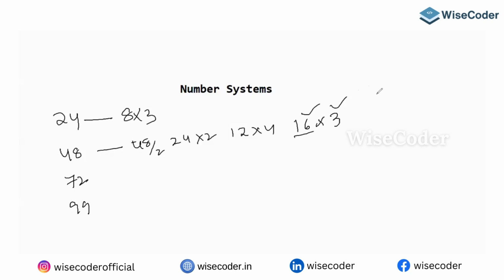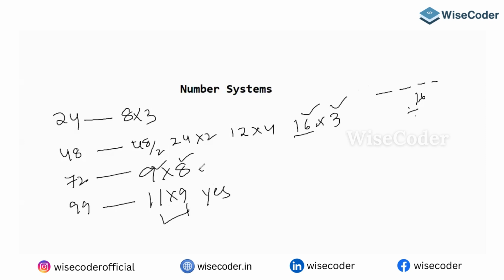What is the 16 divisibility rule? If the last 4 digits are divisible by 16, then the whole number is divisible by 16. 72: 9 times 8 is 72. Yes, 9 and 8 are co-primes. Yes. 99: can I say 11 into 9? 11 and 9 are co-primes.